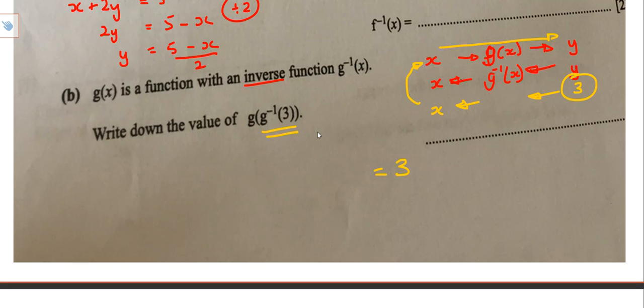So it's kind of a trick question, and the answer will be just 3. Okay, so if you apply the inverse and its function, or the function and its inverse, you will get the same answer. So for instance, if I do f of f to the minus 1 of 2, I get 2. If I do h to the minus 1 of h of 7, I get 7, and so on. Okay.